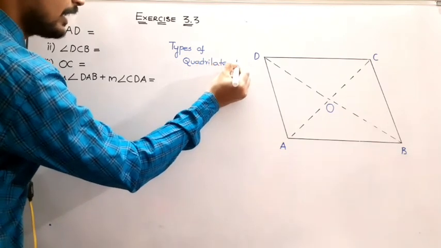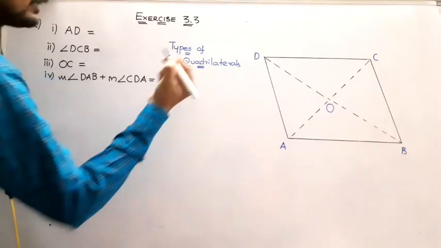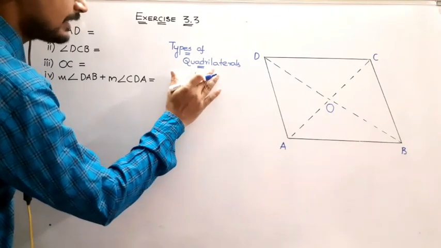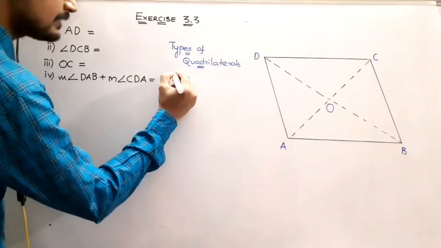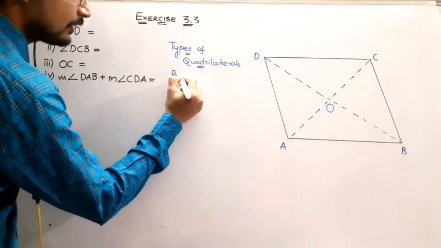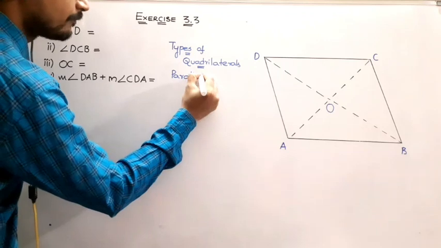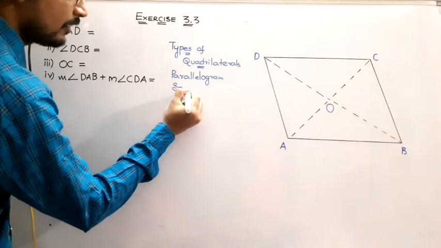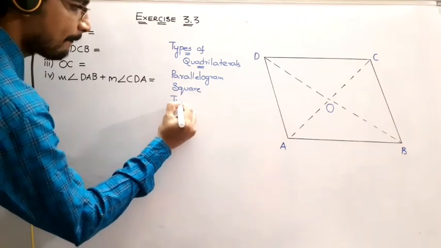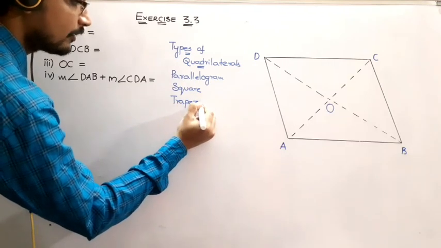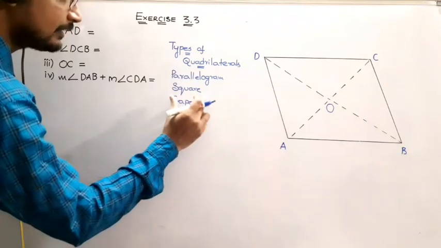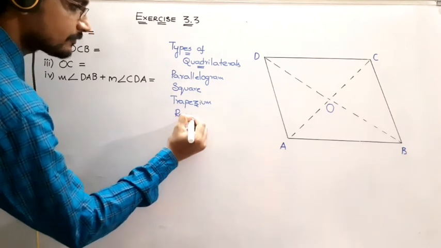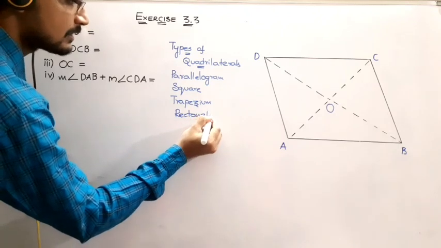Now we are into the actual subject, that is types of quadrilaterals, where by changing the measures of the sides and angles of a quadrilateral we are going to get different quadrilaterals, namely parallelogram, okay, and then square, and then trapezium. Okay, these are all the different types of quadrilaterals where the properties of the quadrilateral make the change. And rectangle, okay, and then rhombus.